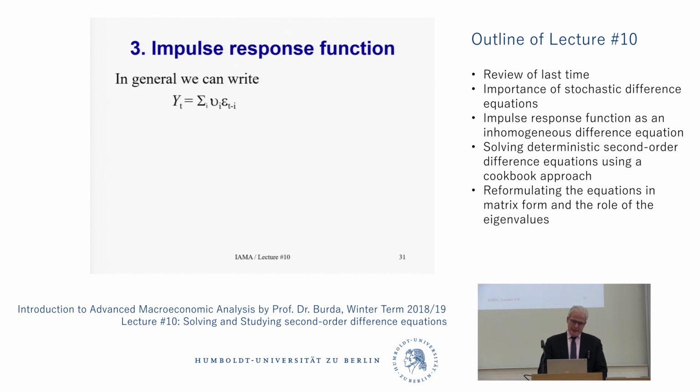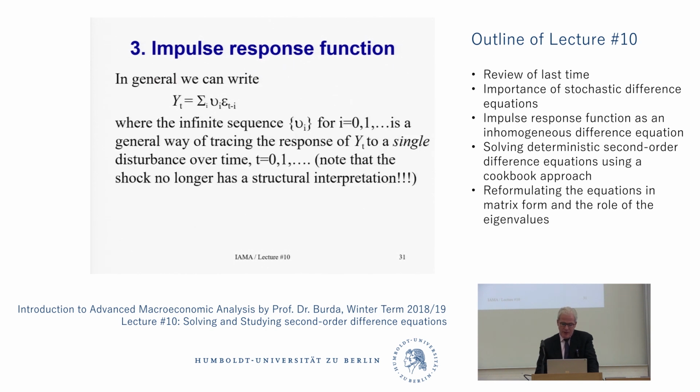Okay, so you can write this out, and what I've done before is, you can think about those Greek nus as just different combinations of lambda 1 and lambda 2 in different powers. And we use that as a tool. It's the impulse response function.